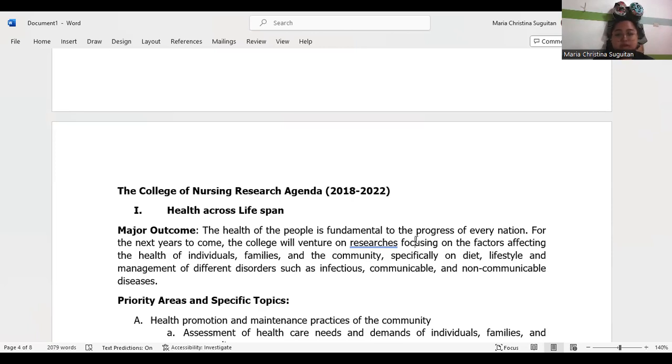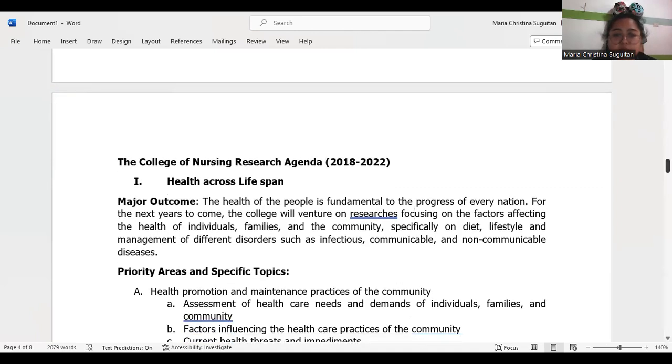More on health po, diba? Since we are nursing, okay? That's our top priority. So for the next years to come, the college will venture on researches focusing on the factors affecting the health of individuals, okay, families, and the community, especially on diet, lifestyle, and management of different disorders such as infections, communicable, and non-communicable disease.